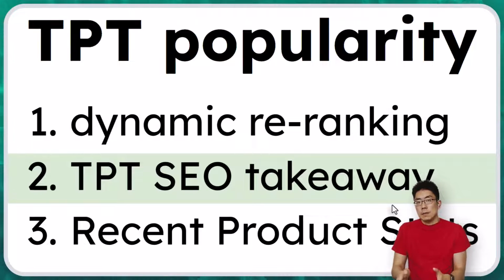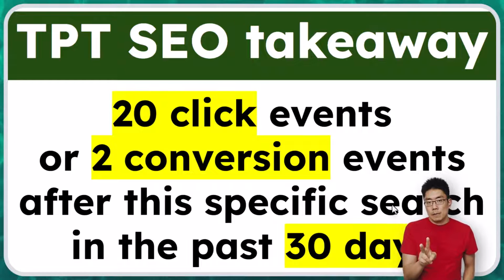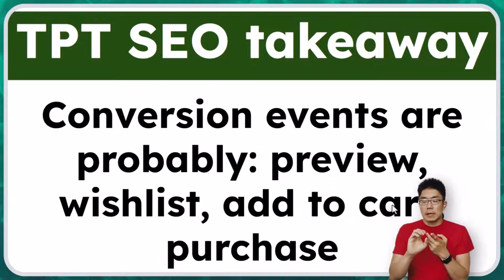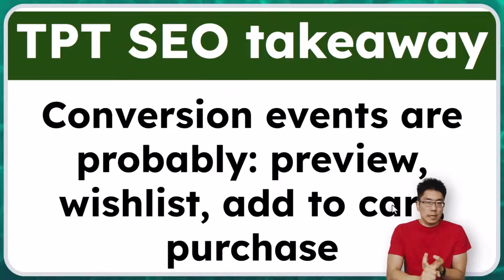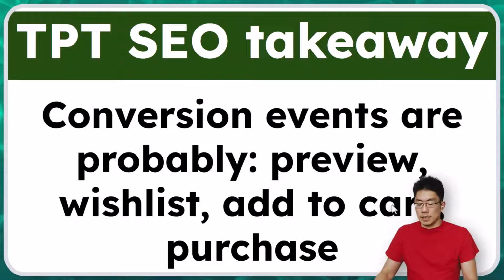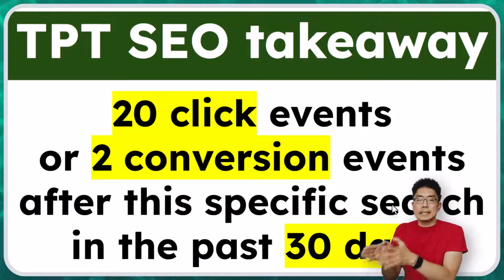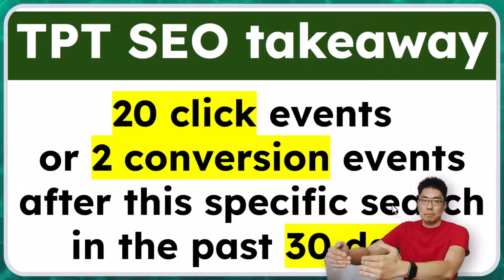Let's summarize the TPT SEO takeaways from diving deep into the TPT search manual. If 20 different people click on your product listing when it shows up in TPT search in the last 30 days, or if 2 people do a conversion action, and the conversion events are probably look at the preview, PDF or video, doesn't matter, adding the resource to the wish list, adding the resource to a cart, or purchasing. Those are probably all conversion events. So if you have 20 click events or 2 conversion events after a specific search term in the past 30 days, then your product is eligible for this ranking boost because it seems popular.